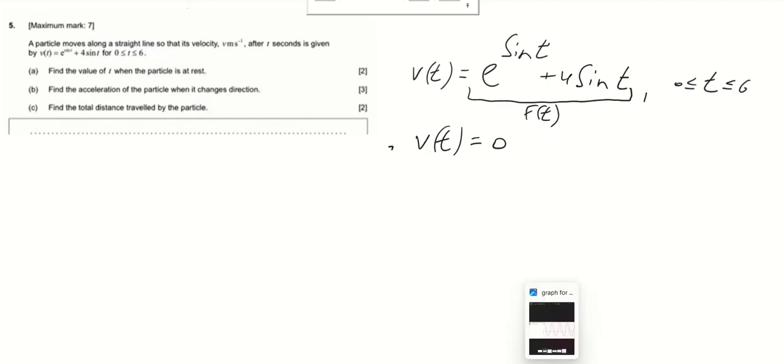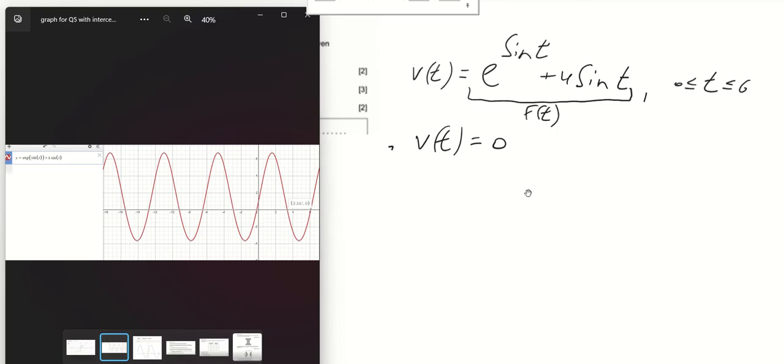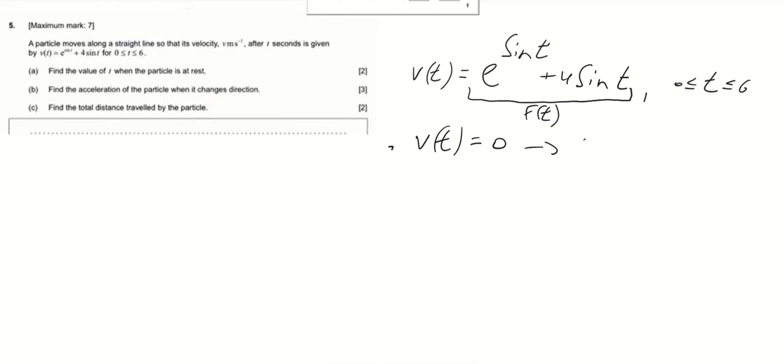I used another software to do the graph, and we need to look at the graph just between 0 and 6. Between 0 and 6 there is only one intersection point, and the value is 3.347. Let's say 3.35. So this is the answer for A.